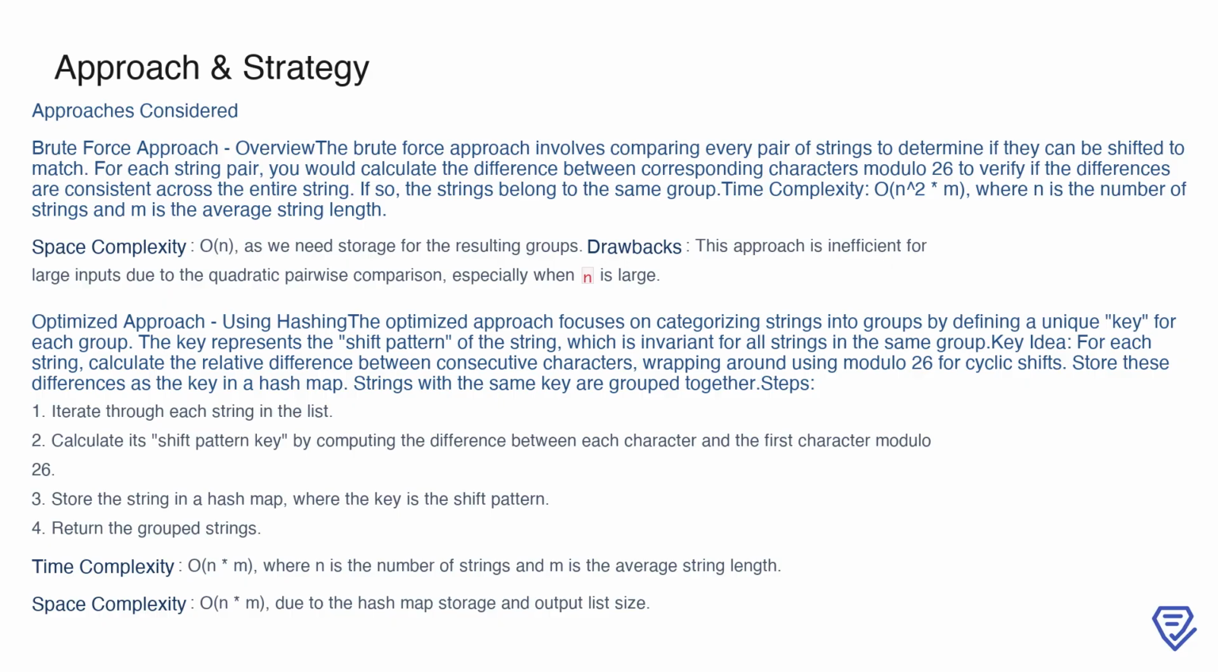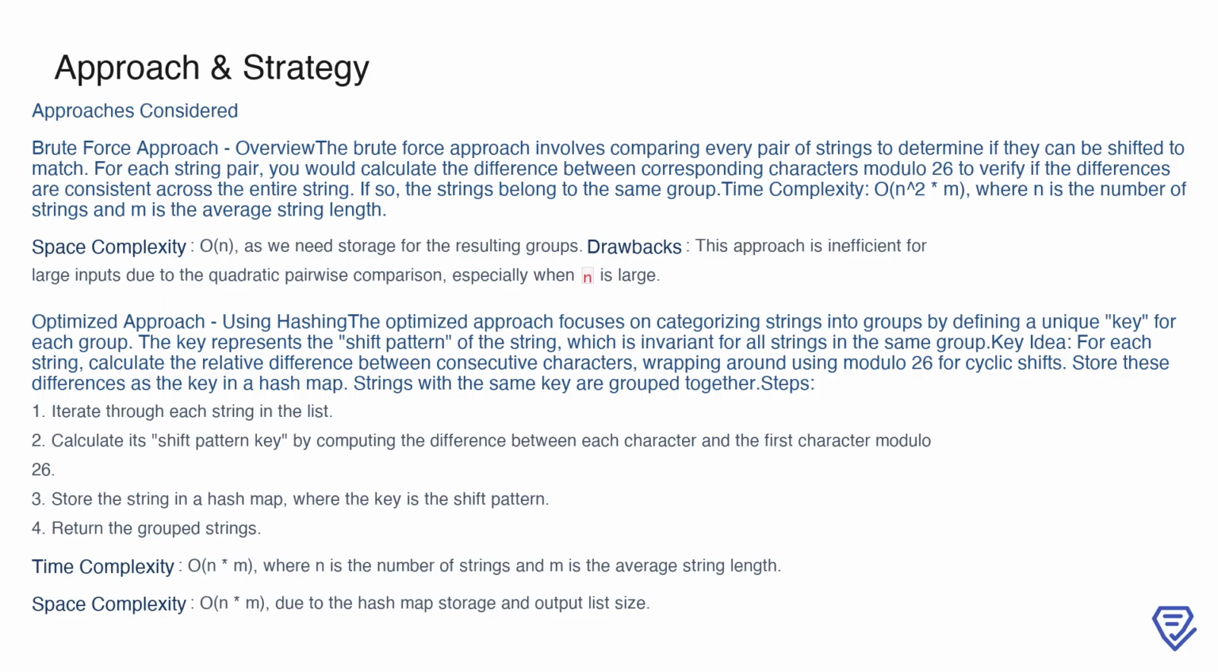Here, the goal is to categorize strings into groups based on a unique key, which represents their shift pattern. This key is calculated by finding the relative differences between consecutive characters, using modulo 26 to handle wraparounds. By storing these keys in a hash map, we can group strings efficiently without performing pairwise comparisons.